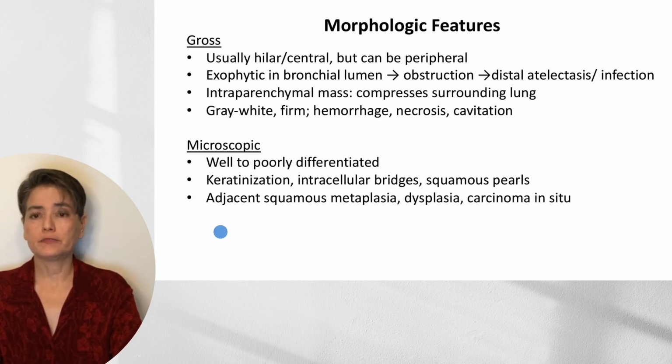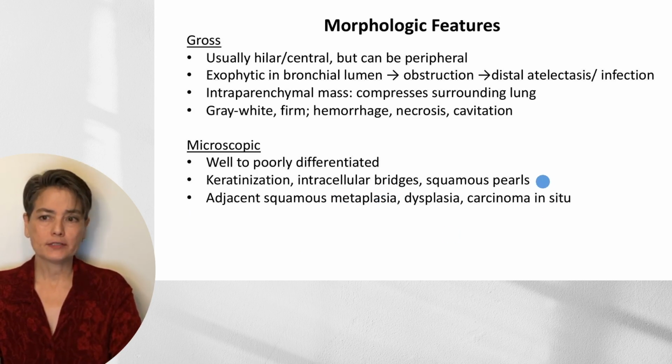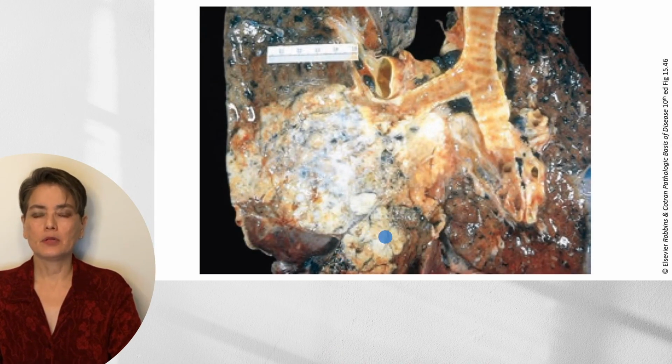Microscopically, we can see the full range of differentiation from well-differentiated to poorly differentiated with varying degrees of keratinization. In well-differentiated squamous cell carcinomas, we may see well-formed intercellular bridges of the desmosomes between keratinocytes that are still holding together, as well as squamous pearls. The surrounding lung will often have adjacent squamous metaplasia, dysplasia, and carcinoma in situ. So here is an example of a squamous cell carcinoma that's invading here in the lung. You can see it's central. It's arising at the hilum of the lung and has this grayish-white appearance to it.